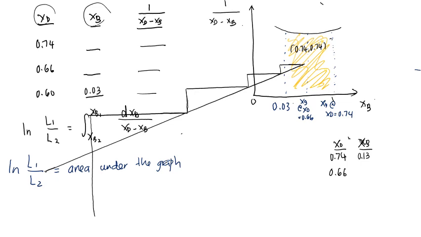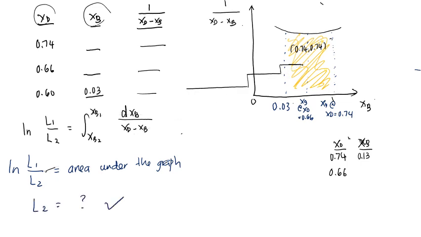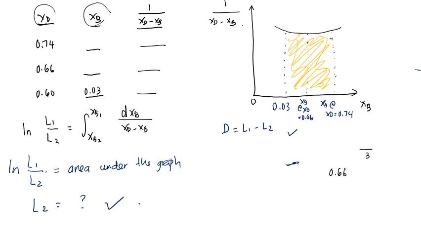Then from this you can find what L2 is. Alright, so when you find L2, you can find D. D equals L1 minus L2. Okay, half of part A is solved, and after you get D, you can calculate the XD average using the material balance. So L1 XB1 equals L2 XB2 plus (L1 minus L2) XD average.